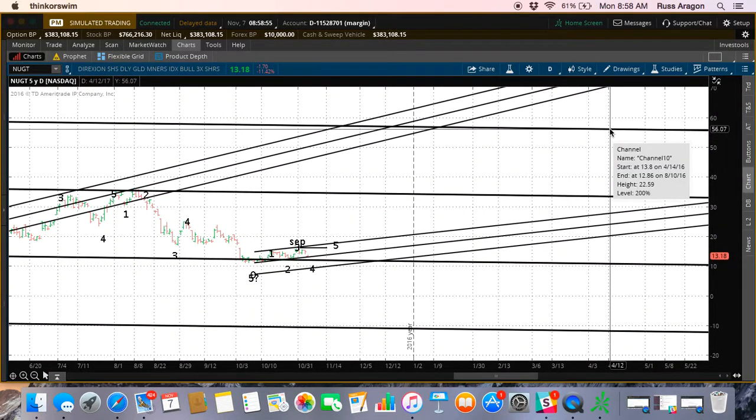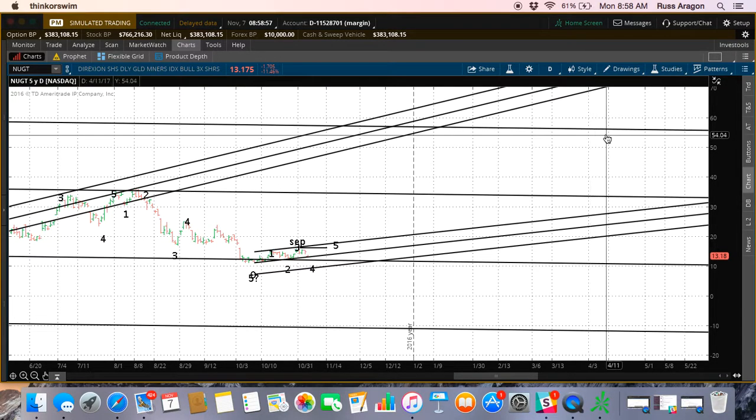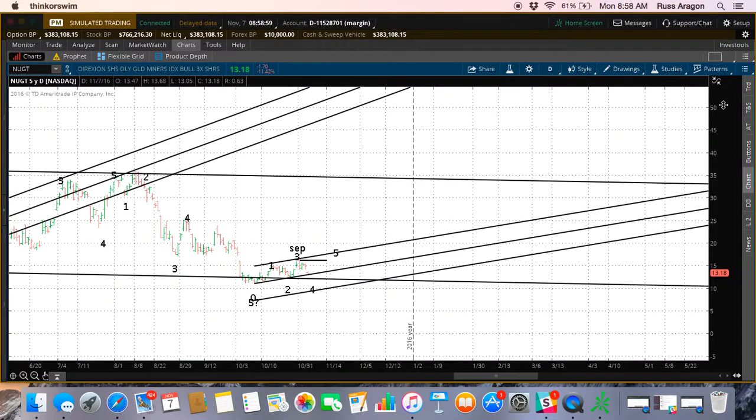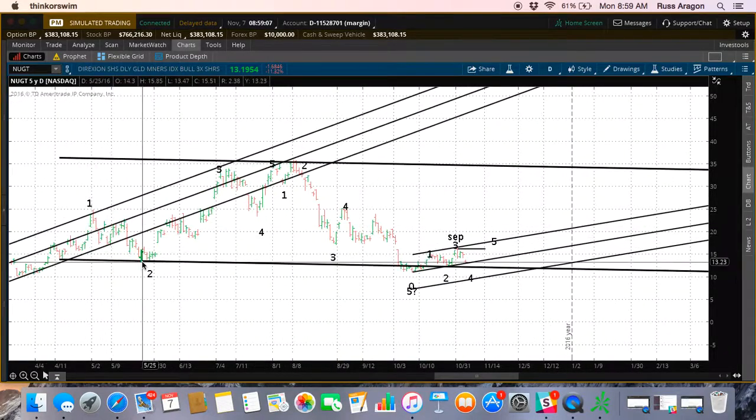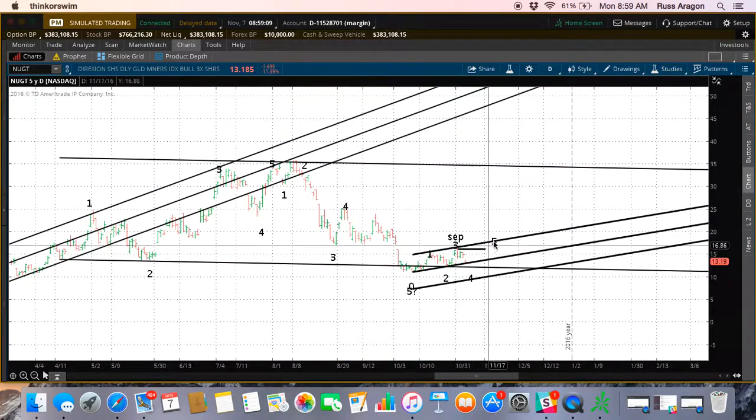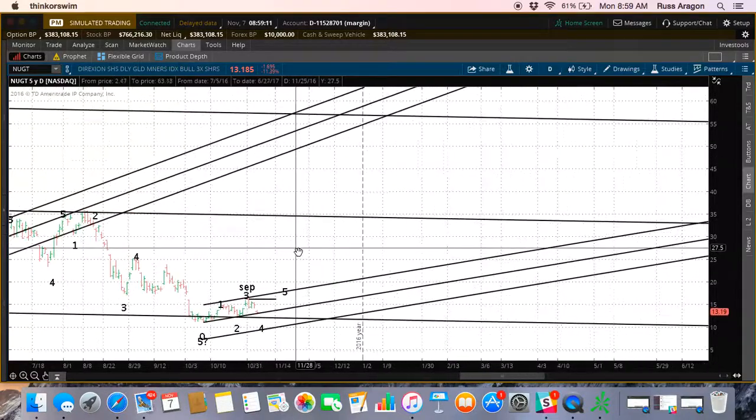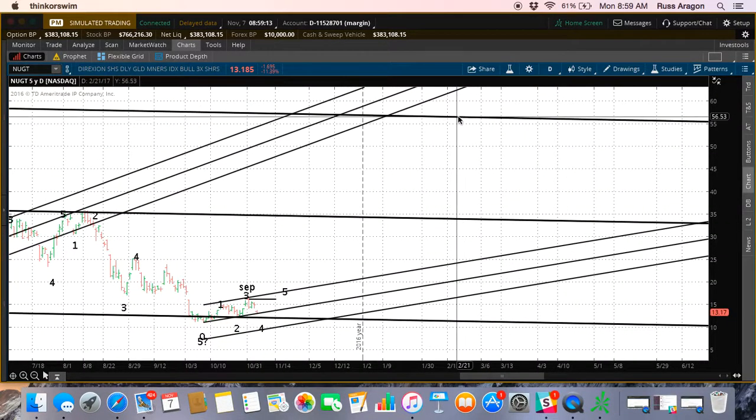Doubling the range, we're probably looking at 56, somewhere in there. 55 to 56. Definitely going to come and retest 34. We just got to see our pivot counts on the way up. You know, 1, 2, 3, 4, 5. I would say more than likely we're probably going to go to this double the range on this next leg up, which is 56.